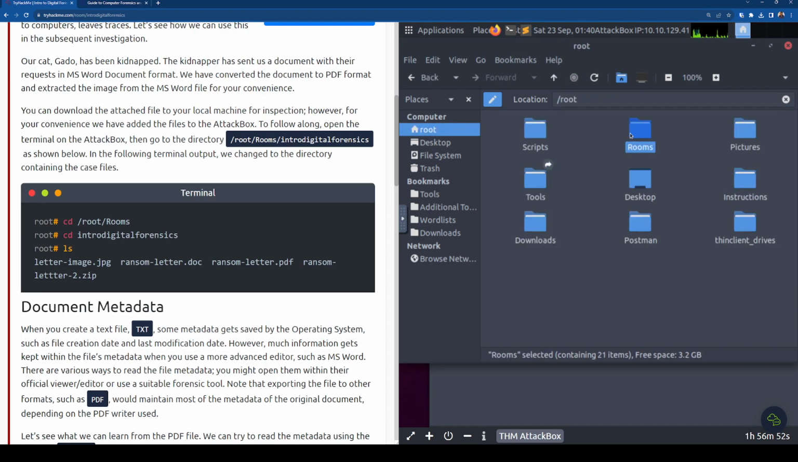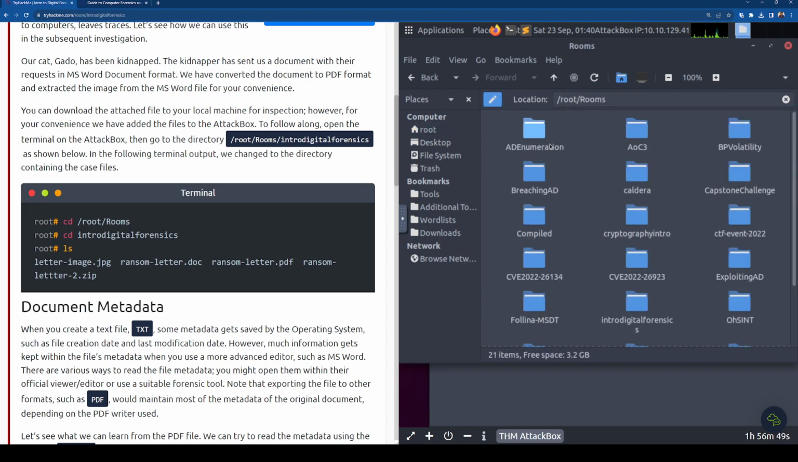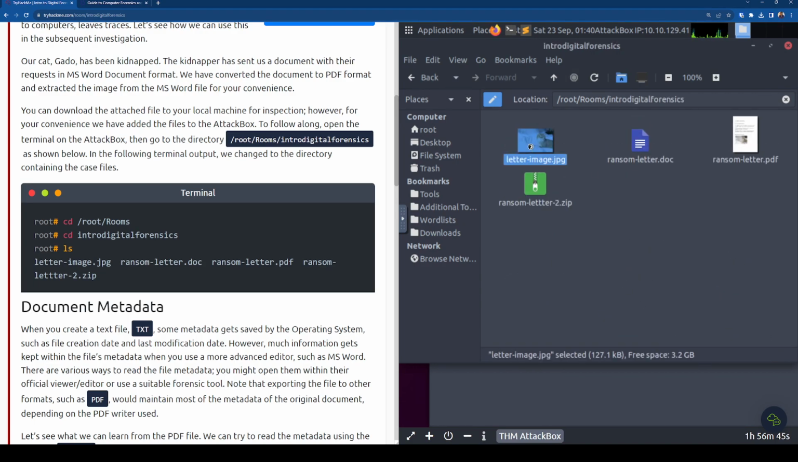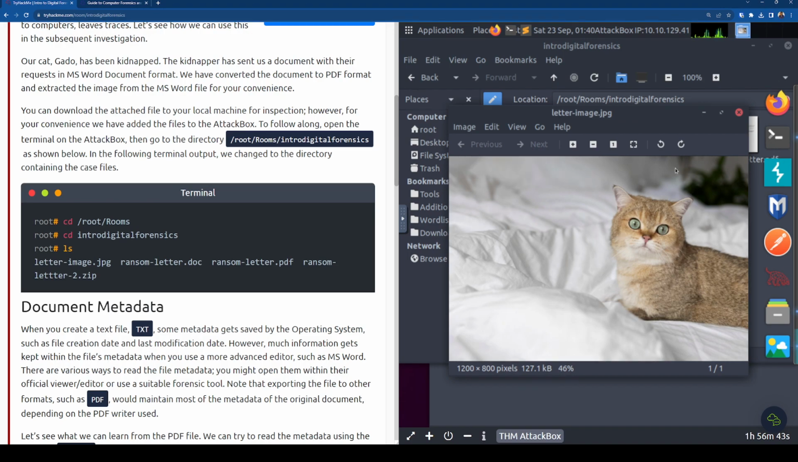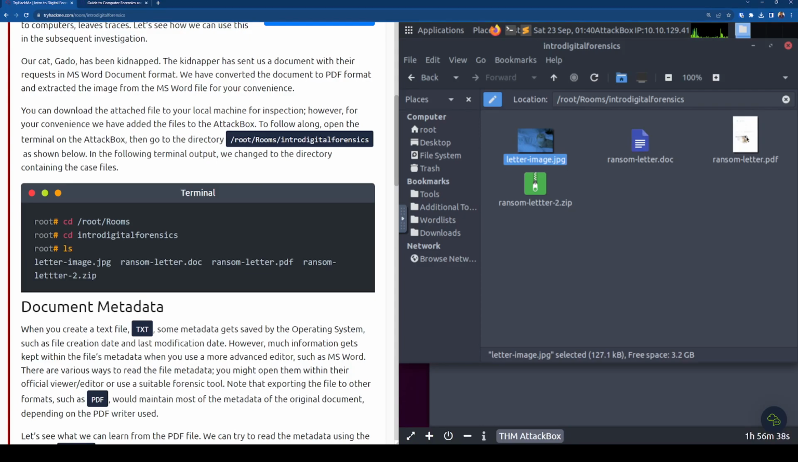Or was it root rooms intro? Ah, this one right here. All right, so this is our cat. Cute cat. This is our ransom letter in the PDF form.